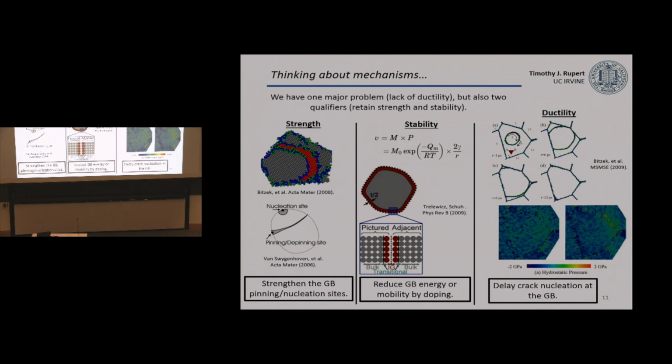So these are regions of high hydrostatic pressure. These are the types of stresses that are going to open up cracks, right? So you want to delay crack nucleation at the boundary is the sort of critical example. And hopefully you kind of are a step ahead of me and can figure out where I'm going with this.